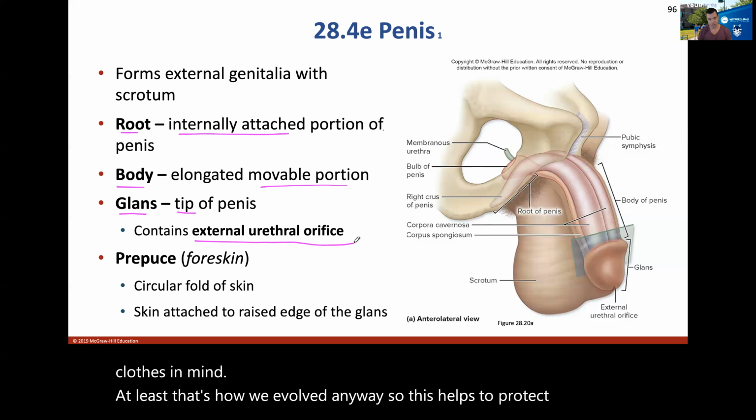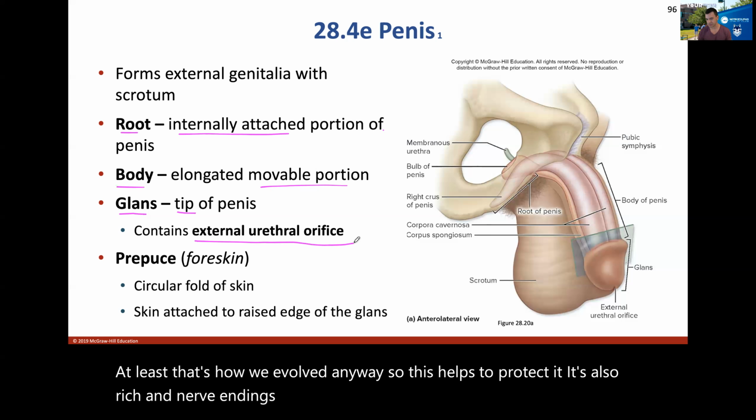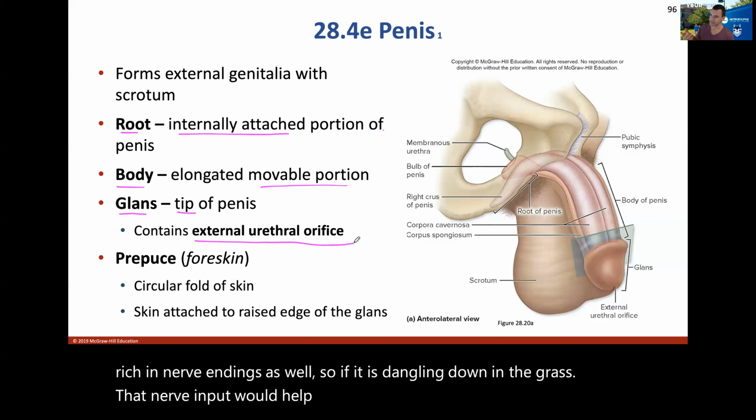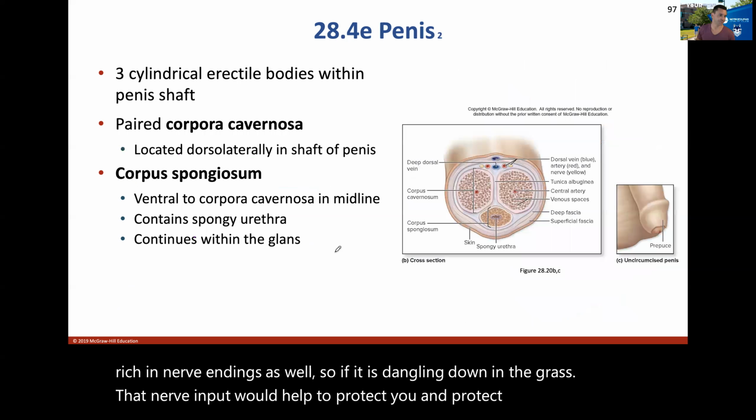It's also rich in nerve endings as well. So if it is dangling down in the grass, that nerve input would help to protect you and protect your penis if you had one.